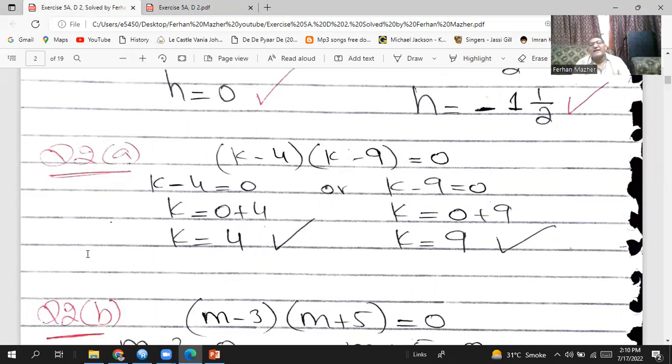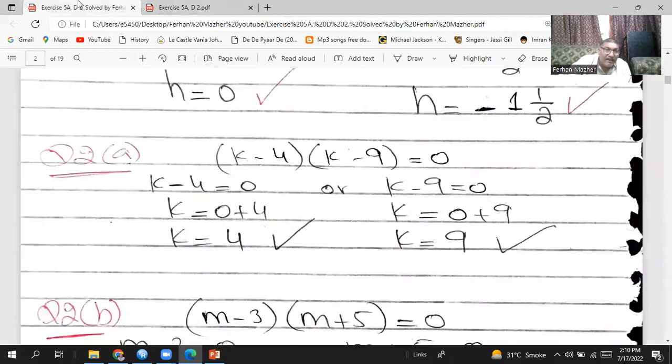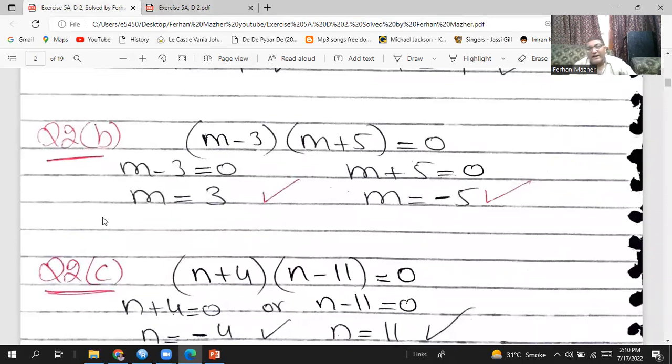In the same way, k minus 9 equals to 0. K will be equal to 0 plus 9, and k will be 9. So there are two values of k. One is 4 and the other one is 9. So this is how you will do the A part. The B part is bracket m minus 3 bracket close, bracket start m plus 5 bracket close equals to 0. Okay, so the B part is coming up on your screen. These two brackets are multiplying with each other and the answer is 0. It means either the first bracket is 0 or the second bracket is 0.